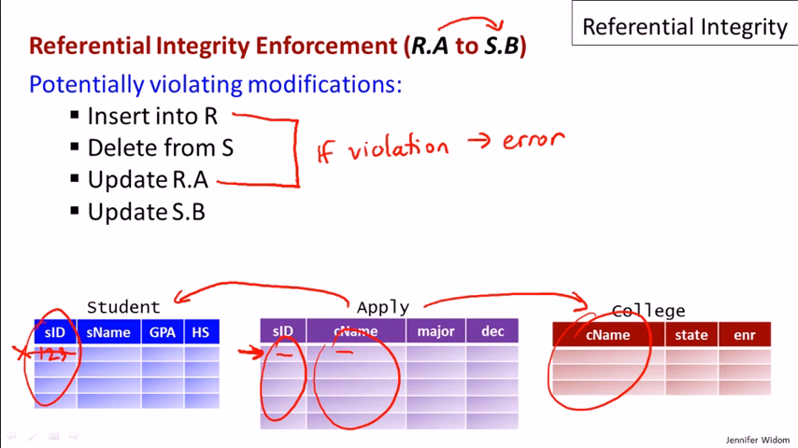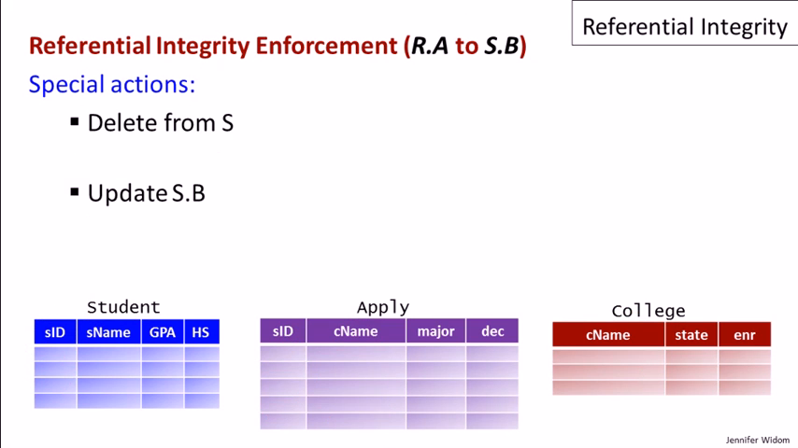For the reference table, however, table S, or in our case, table student and table college, if there are modifications that violate the constraint, if the referential integrity was defined initially with some special options, then it's possible for the database system to automatically modify the referencing table so that the constraint is not violated. So let's talk about that in a little more detail. Let's start by talking about deletions from the referenced table.